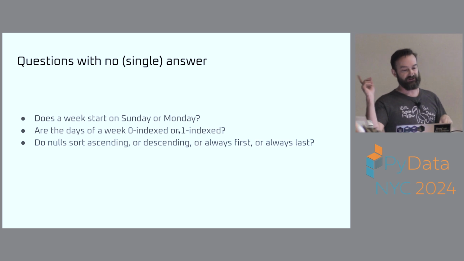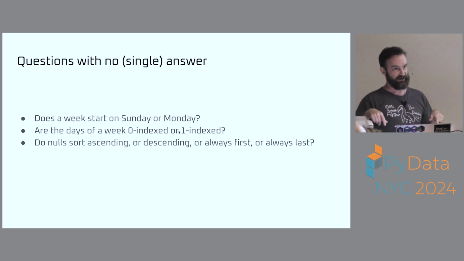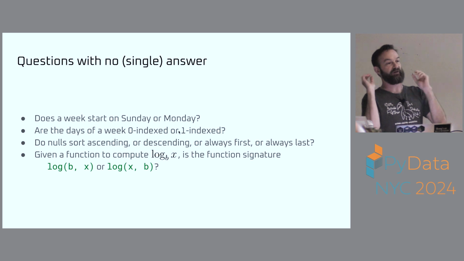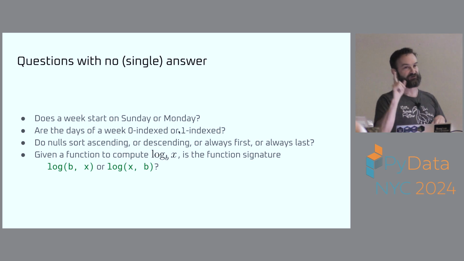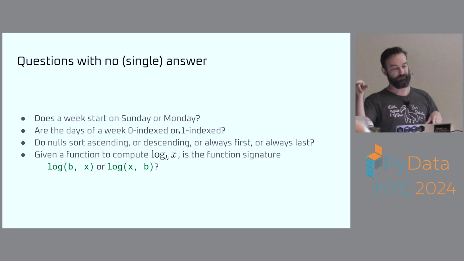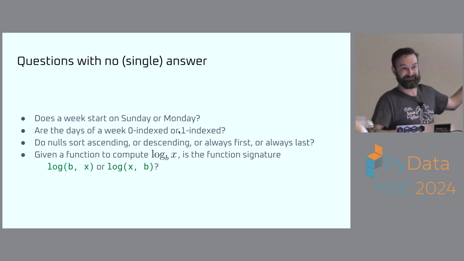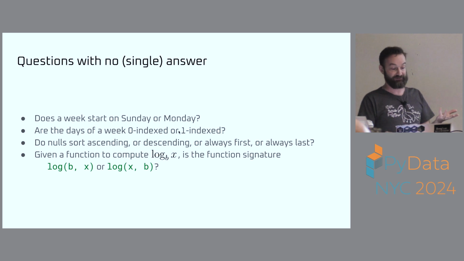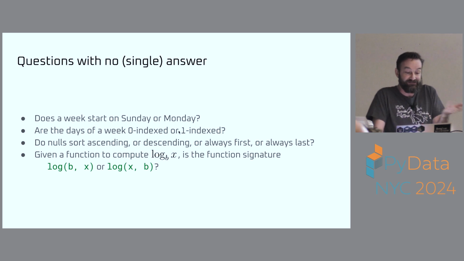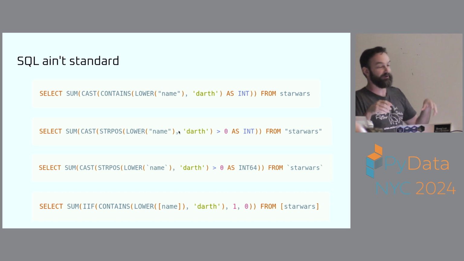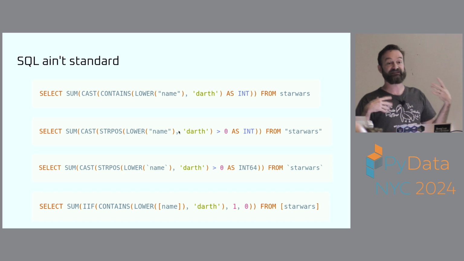Do nulls sort ascending or descending or always first or always last? Given a function to compute the log of x to some base b, is the function signature log b comma x or log x comma b? I have opinions, right? But there's no single answer to any of these things. And so what that means is that, while a document exists called the SQL standard that none of us can afford anyway, it isn't standard, right?